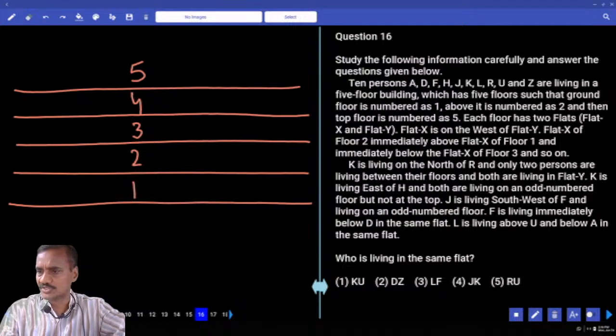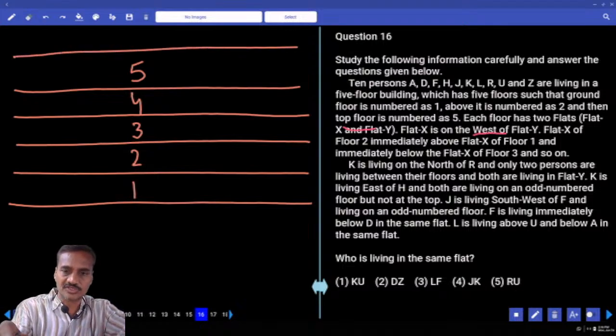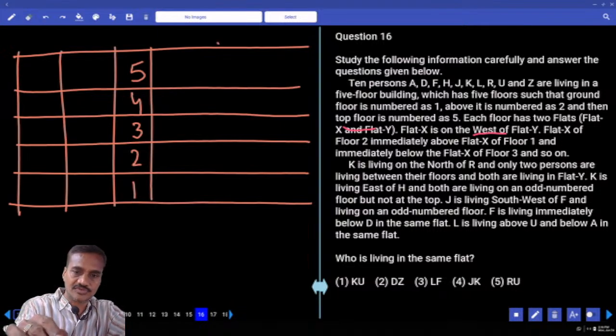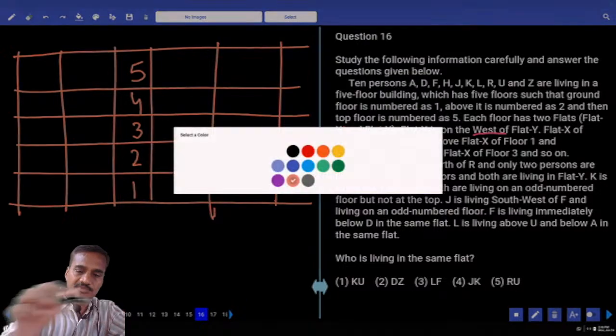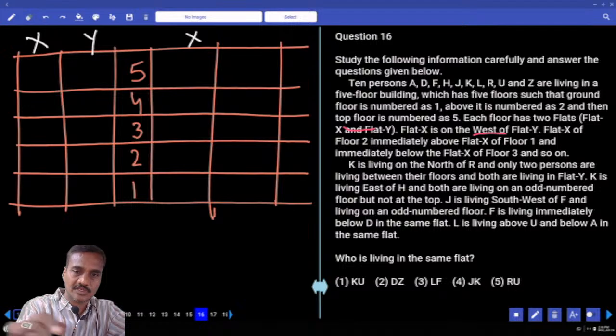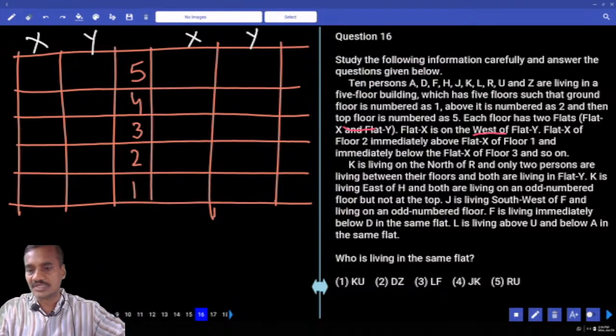And what is the direction here? X and Y: X is to the west of Y. Now X is to the west of Y is clearly given. Then coming to the information: whenever multiple floors and multiple flats are given, you need to first represent the information like this.